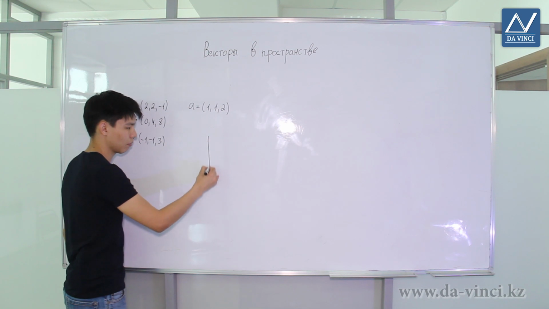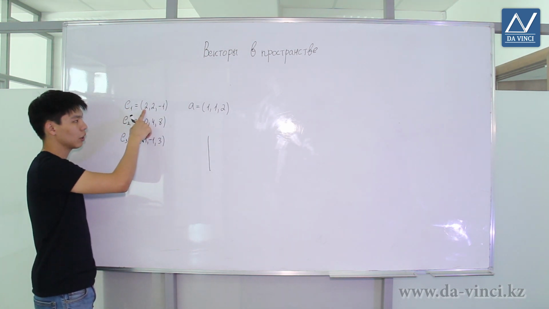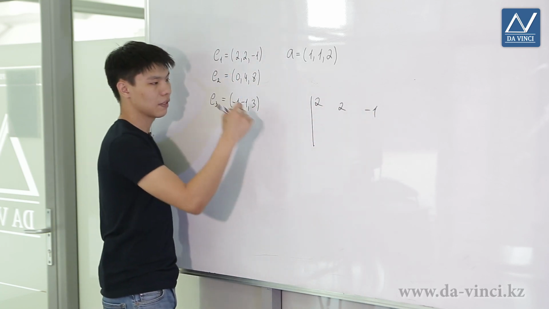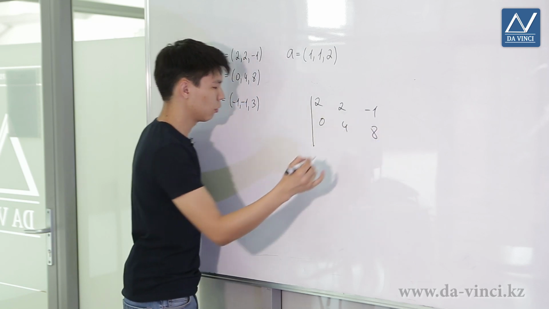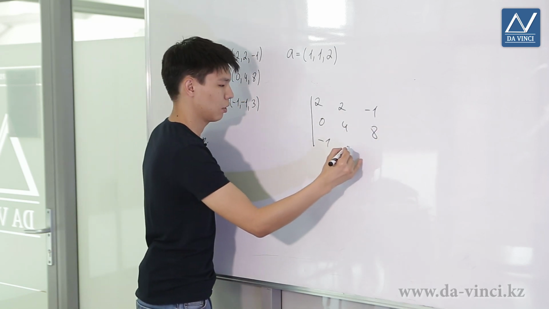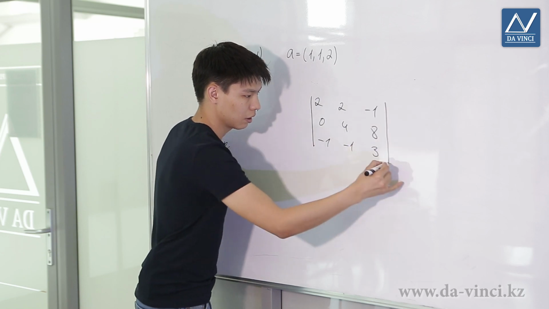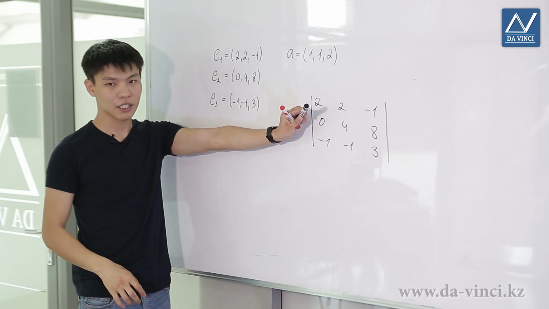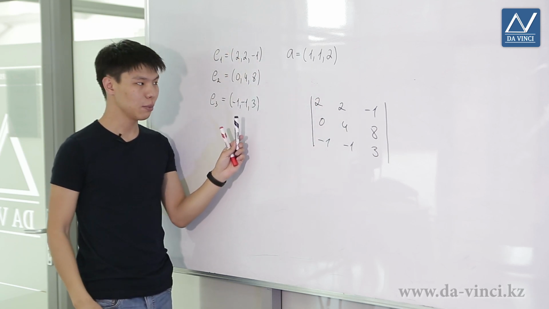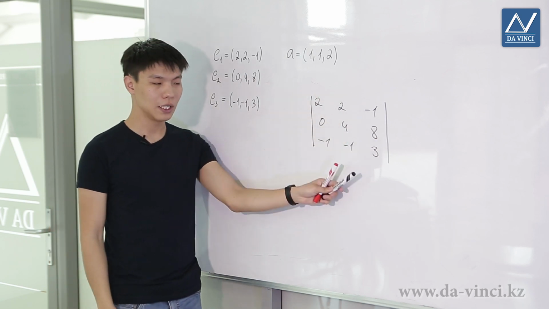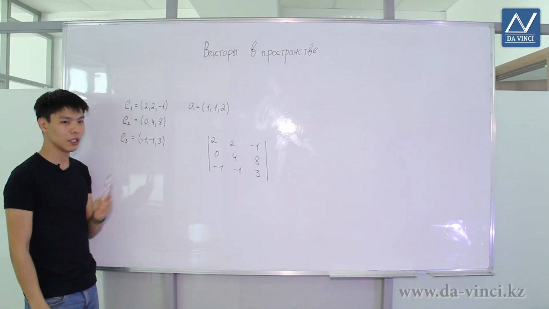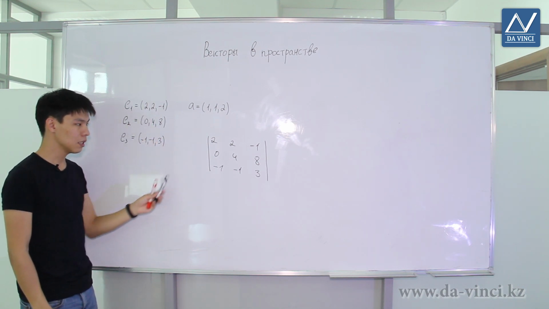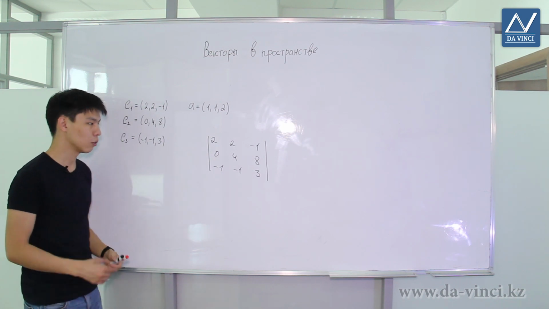We can consider the determinant. The first line consists of coordinates e1: 2, 2, minus 1, the second respectively 0, 4, 8, and the third minus 1, 3. So, if this determinant is equal to 0, then some rows are linearly dependent. Then these three vectors will be linearly dependent and don't form a basis. If this determinant is not equal to 0, then these three vectors will be linearly independent. Therefore, to prove that these vectors are linearly independent and form a basis, we just need to show that this determinant is not equal to 0.